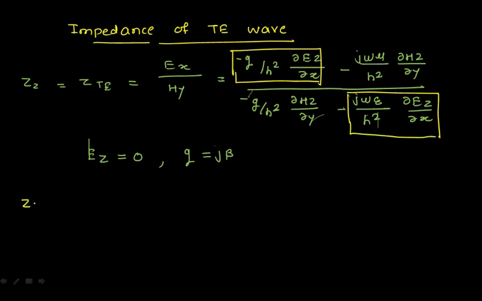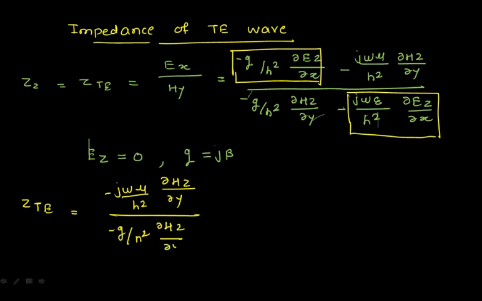So if I write this equation further, I can write minus j omega mu d of Hz by dy divided by minus gamma by h square. Here also you'll have an h square component d of Hz by dy. So I can cancel out h square, Hz by dy and these things. Whatever I'll get is nothing but minus minus, which will become plus. So it is j omega mu divided by gamma. So I just put this value over here.